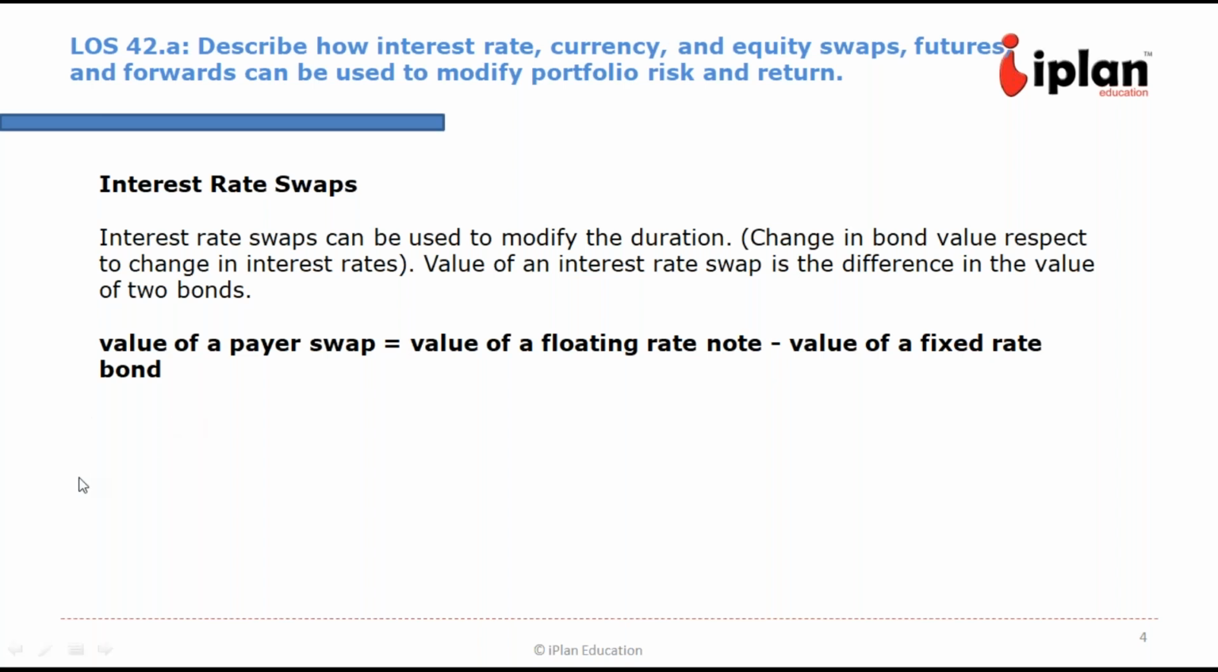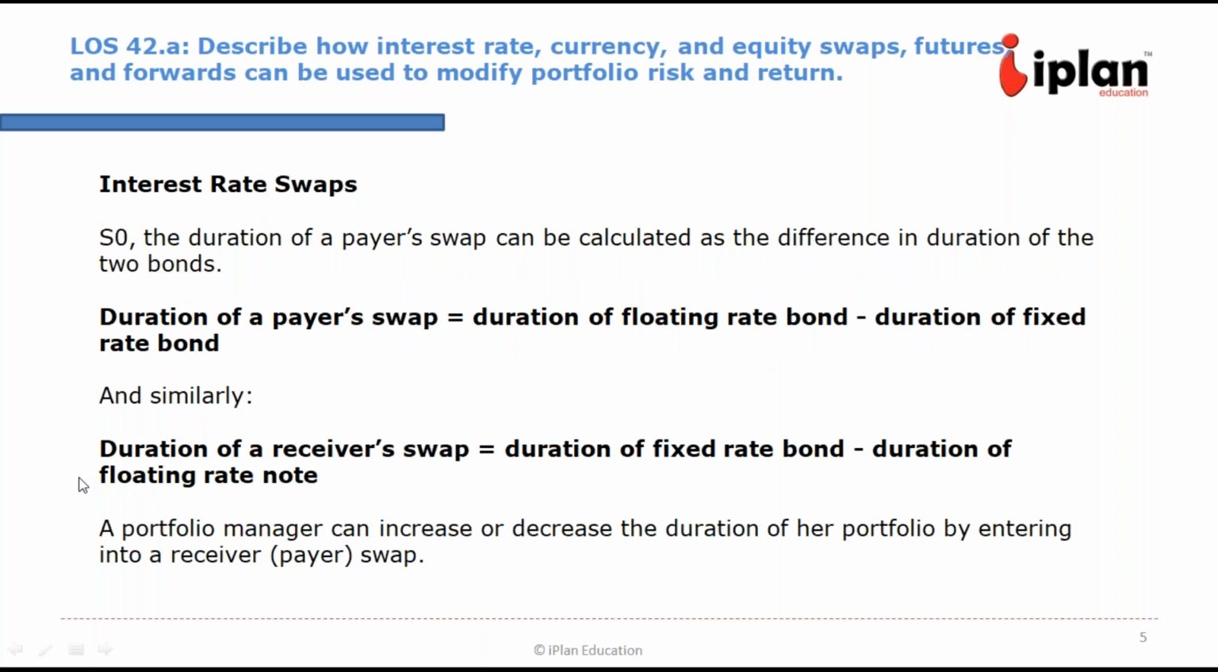No problem. So let's start with LOS 42A and how interest rate, currency, and equity swaps and futures can be used to modify portfolio risk and return. So what is a portfolio? A portfolio is basically a bucket of stocks or bonds together, or currency or anything, all the investment instruments you have. A portfolio is a mix, or it can be a one-instrument portfolio.